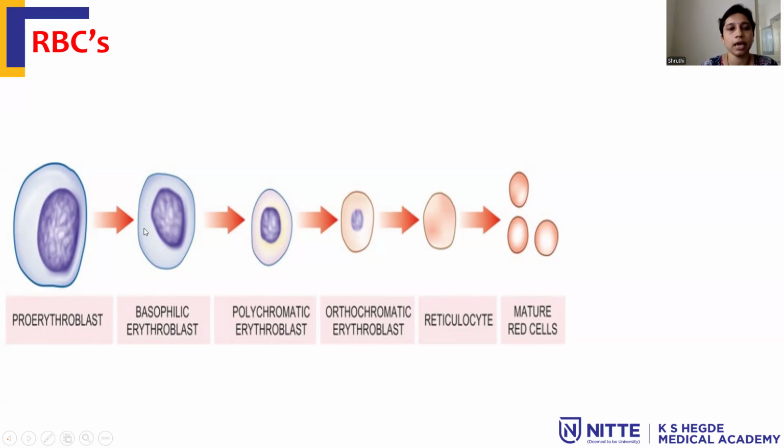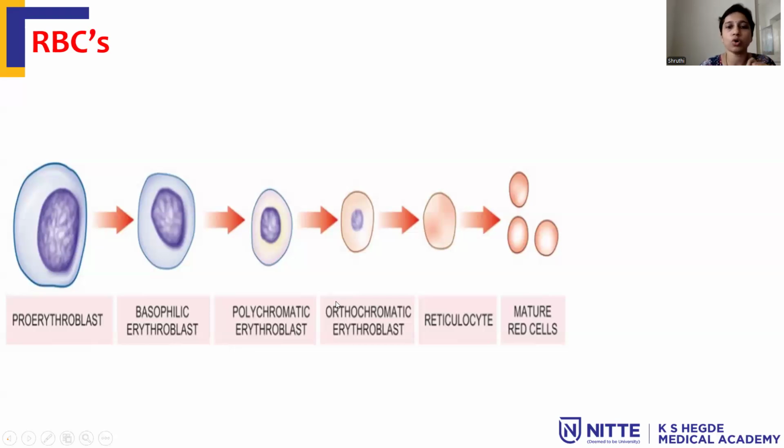So the second step is basophilic or early erythroblast. Here we will have more condensed chromatin compared to proerythroblast, and it will have deep basophilic cytoplasm. Next step is polychromatic erythroblast or intermediate erythroblast. This is the step where the mitosis division will stop, and also the hemoglobinization of the cytoplasm will begin. The term polychromatic is used because there is production of hemoglobin, which is leading to a red tinge to the bluish cytoplasm.